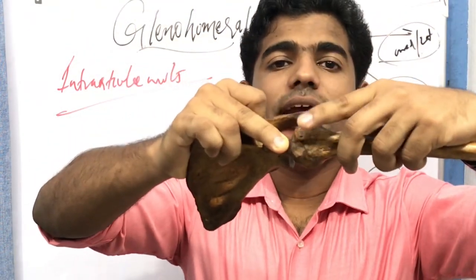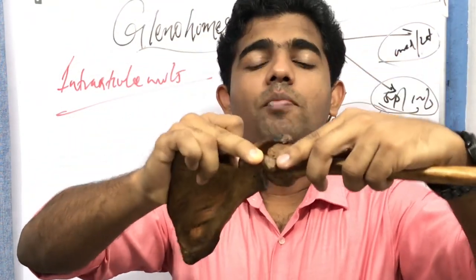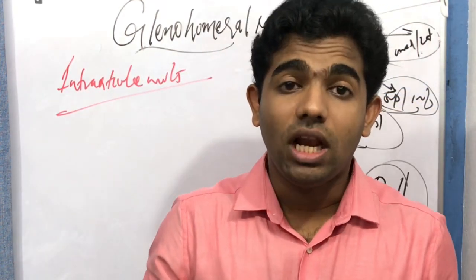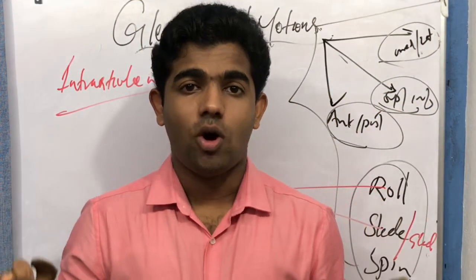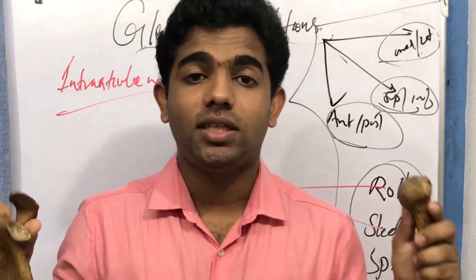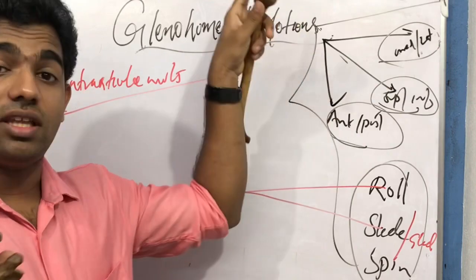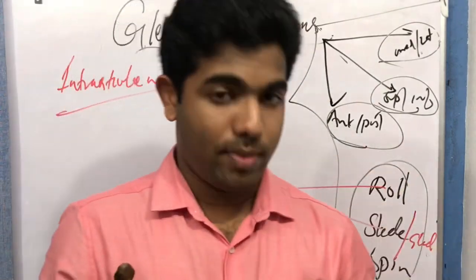The humeral head will soon come in contact with the coracoacromial arch. The humeral head will come in contact or get impinged with the coracoacromial arch if the movement is just the flexion or abduction happening.